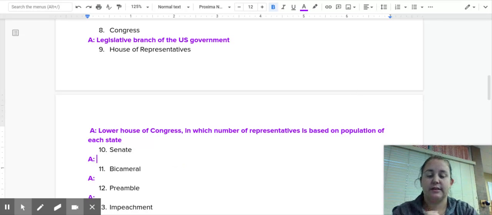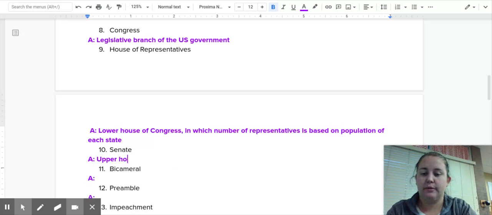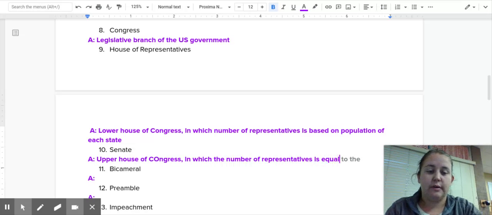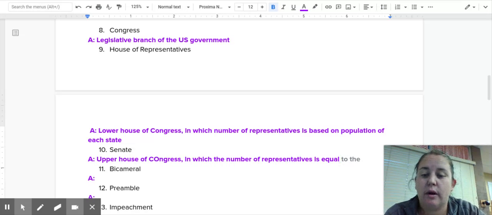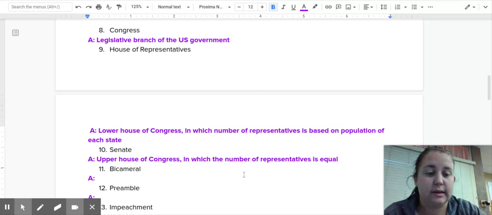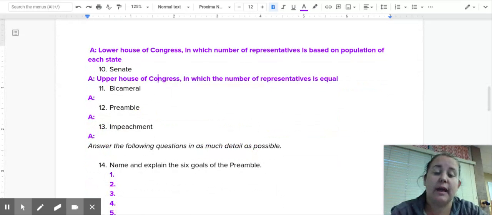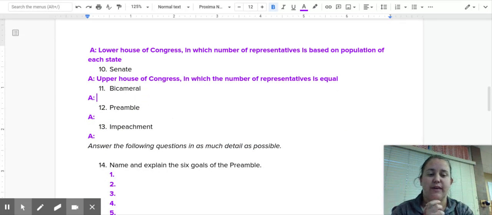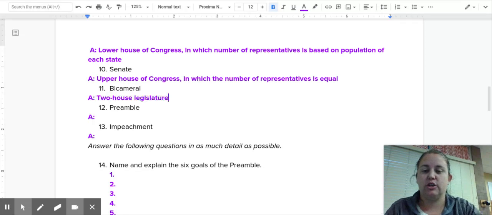The Senate, on the other hand, is the other half of Congress. This is the upper house of Congress, in which the number of representatives is equal. Okay, it's the same. If you are in the Senate, every single state has 2 senators, whereas in the House of Representatives, certain states might have a lot more based on their population. This whole process of having a 2-house legislature is the idea of bicameral. Okay, having a 2-house legislature is what bicameral means.